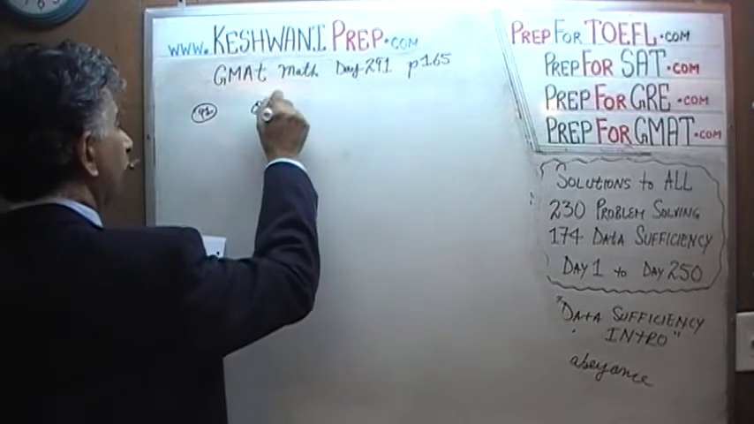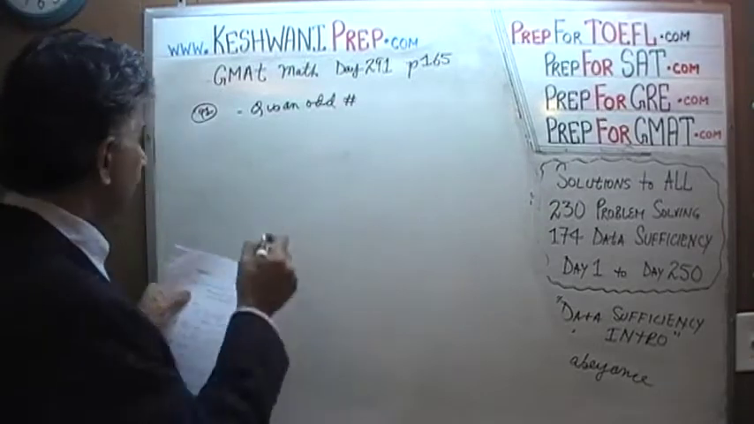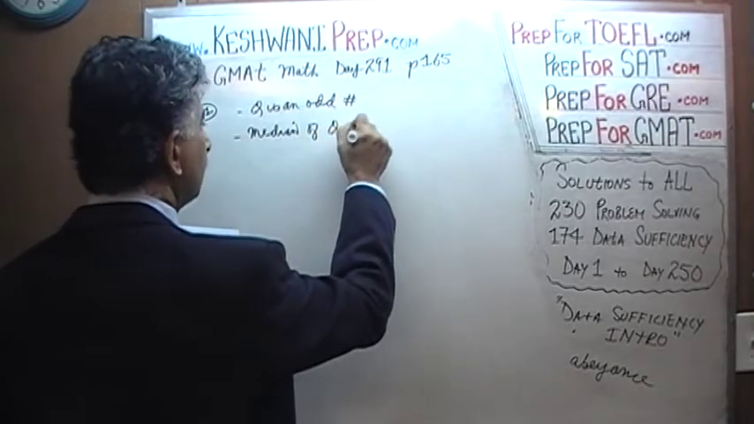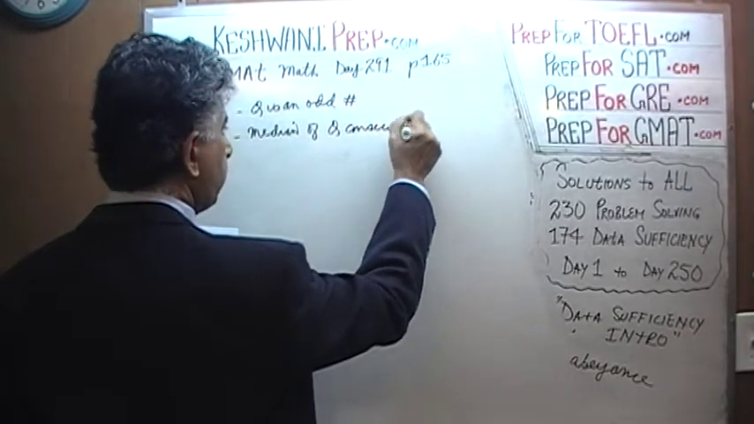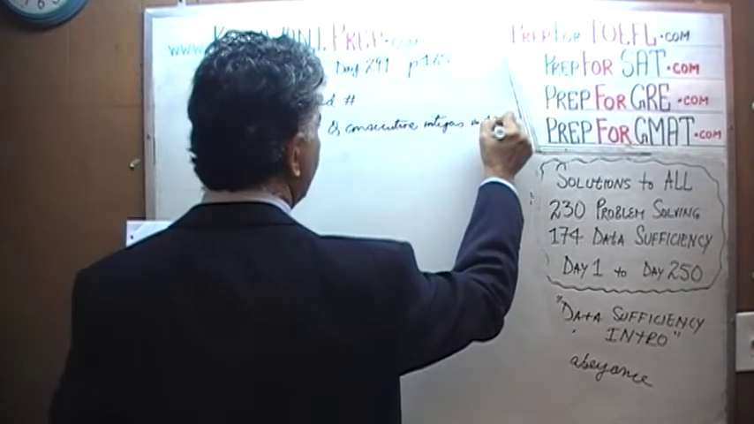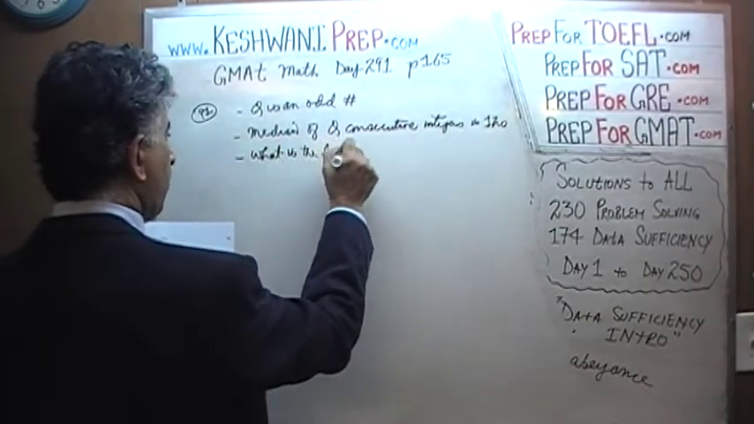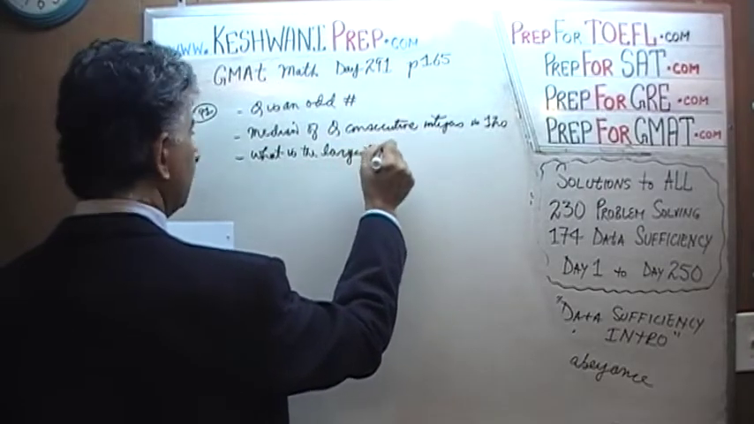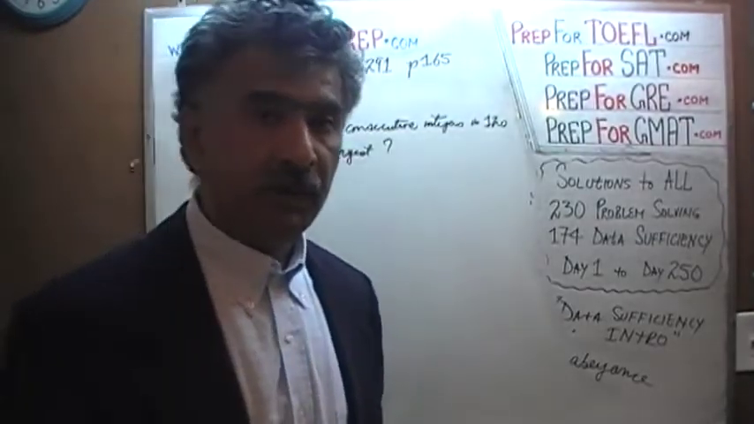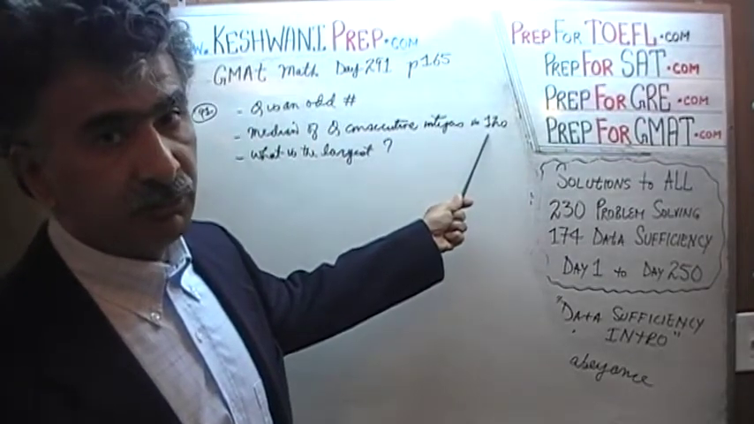Q is an odd number. So we are given some quantity Q, and we are told that it is an odd number. We are also told that the median of Q consecutive integers is 120. The question simply is, what is the largest integer in this sequence? In this sequence, we know that we have an odd number of integers, and we also know that the median of these integers is 120.